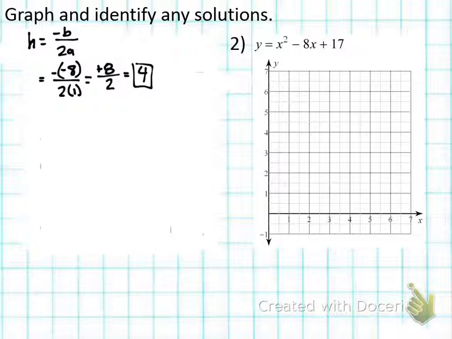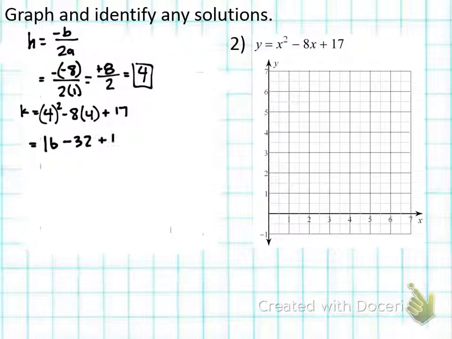Our k, we plug it back in to the whole thing. K is equal to x squared, which is 4 squared, minus 8 times 4, plus 17. Okay, 4 squared is 16. Negative 8 times 4 is negative 32, plus 17. So 16 minus 32 is negative 16. Negative 16 plus 17 is equal to 1. Okay, that means our h and k are 4, 1.